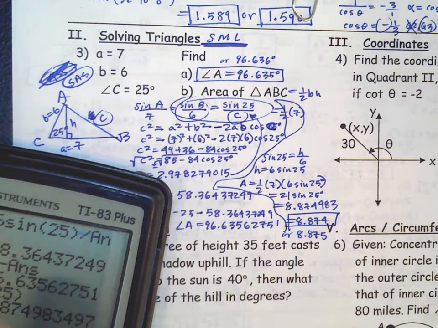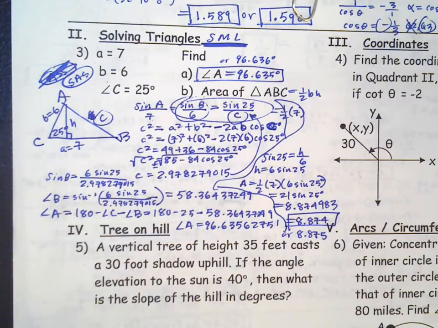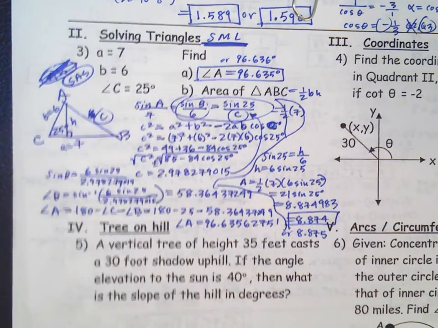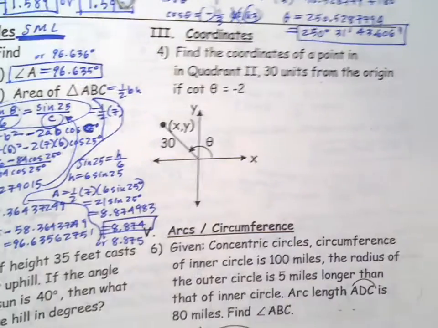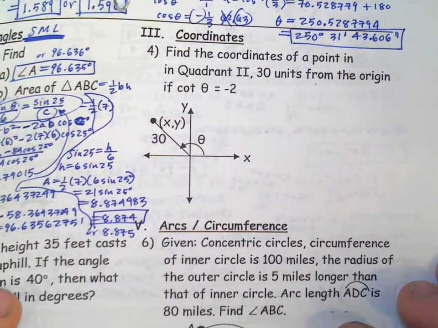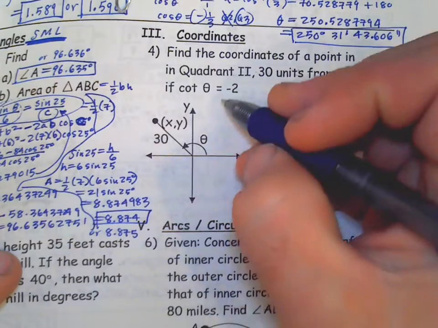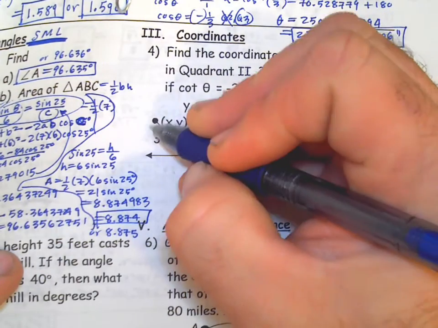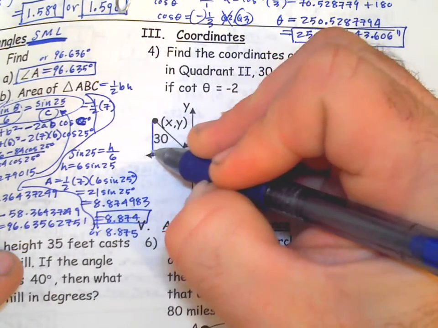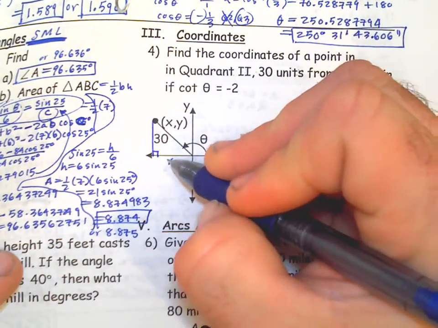And watch out for the ASS problems though too. Okay. Number 4, find the coordinates of a point in quadrant 2, 30 units from the origin, if cotangent theta equals 2. Okay, so this is 30. Probably going to draw like a triangle here. I'm trying to find the x coordinate and the y coordinate.